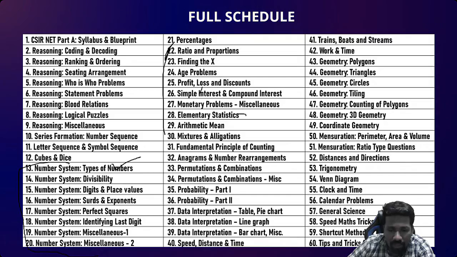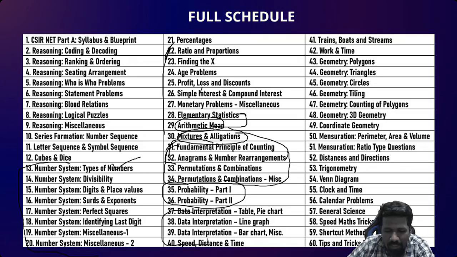Then elementary statistics related topics. Then this is mixtures and alligation, arithmetic mean. Then these are the topics on permutation combination. These 4 lectures, probability 2 lectures, data interpretation, we will be increasing that to 5 lectures. Speed, distance, time and work, these 3 lectures.